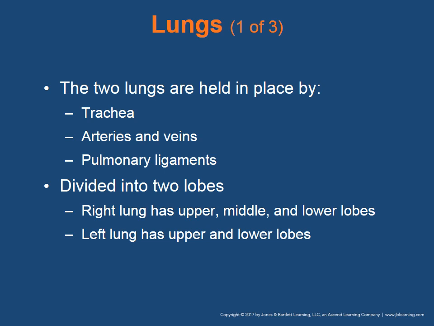So after the trachea, we have the arteries and veins of the lungs, the pulmonary ligaments. The lungs are divided into lobes. The right lung has the upper, middle, and lower lobes. The left lung has the upper and lower lobes. No middle lobe in the left lung. Could you think why there might not be a lobe there? So yeah, because that's the space that the heart is taking up, more on the left side of your chest. So there's not that left middle lung.